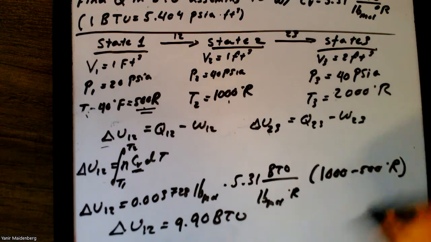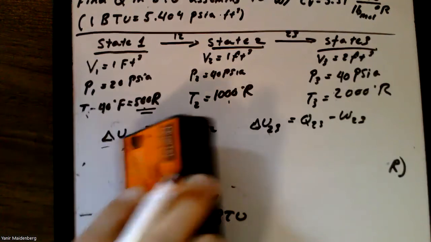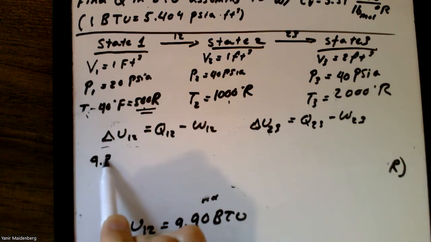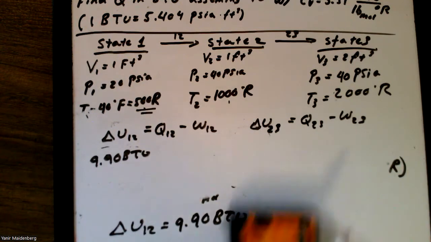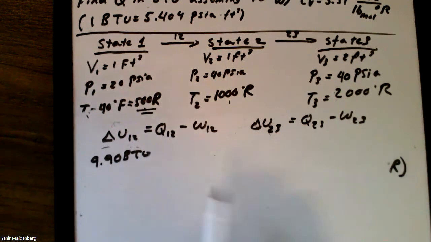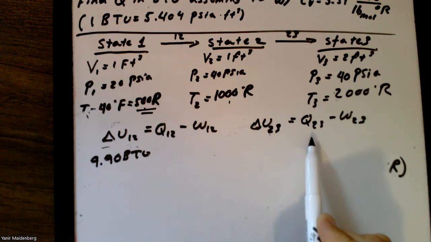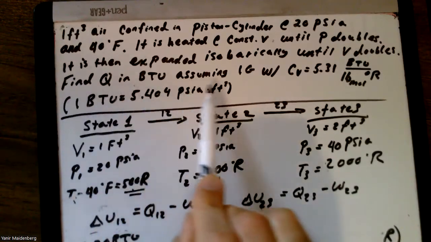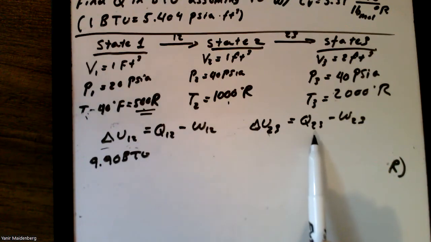Okay, so let me just erase this. I can go back to that equation. So for my process here, I know my delta U here. So this guy here is 9.90 BTU. That's that thing. Okay, and I'm looking for Q. I want the overall Q, meaning I want Q12 and I want Q23, and I'll add them up, and that's what I want. That's what I'm being asked for. Find Q in BTU for the processes. Okay, so I need this one, I need this one, I need to add them up.